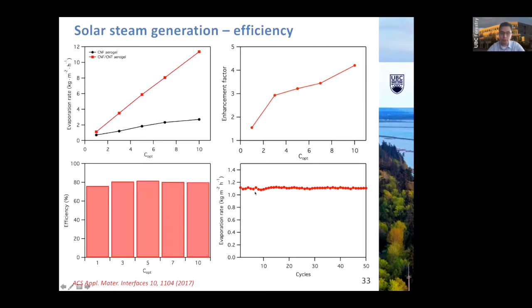Also, under one solar, we demonstrate over 50 cycles. It can maintain a stable evaporation rate of about 1.1 kilograms per square meter per hour. This was done a couple of years ago, about 4 years ago. I'm sure right now the efficiency and evaporation rate have been improved. We are currently working on some other designs in this area in the lab, so hopefully we will have more updates in the future.